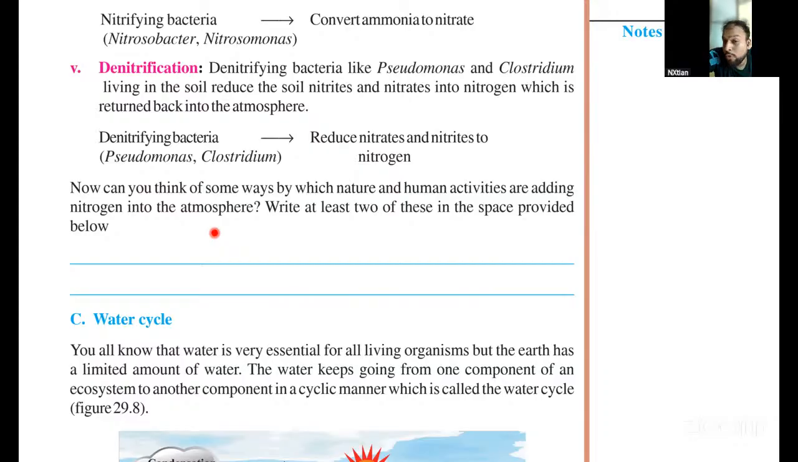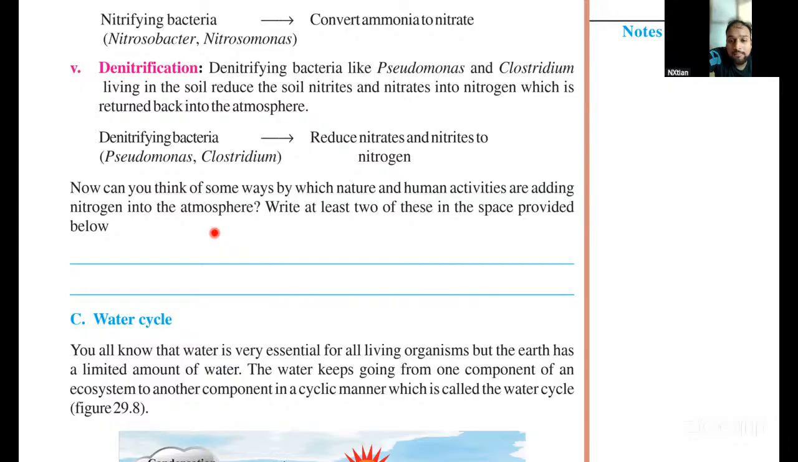Now I'm giving you 2 more minutes to read the nitrogen cycle one more time, because this is important as a 5 marks question. It can come as a 5 marks question. The 2 minutes start.